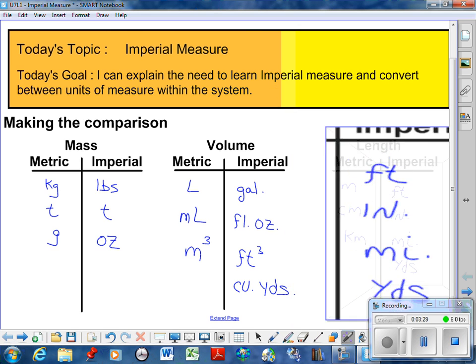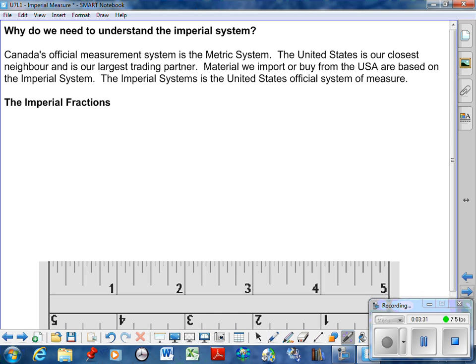All right, so moving along here. Why do we have to understand the imperial system? Well, our official system here in Canada is metric. Okay, we use metric, and pretty much everywhere else in the world uses metric. The United States is our closest neighbor, and they're also our biggest trading partner. We trade large amounts of material with the US. Now, because all this material comes from the US, it is designed based on their measurement system, the imperial system.